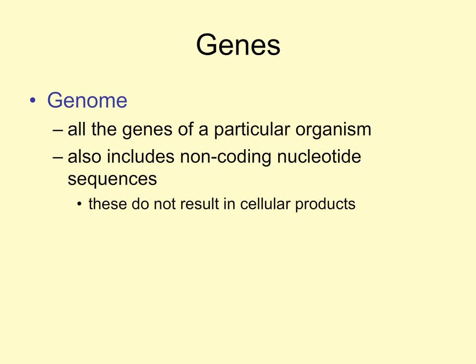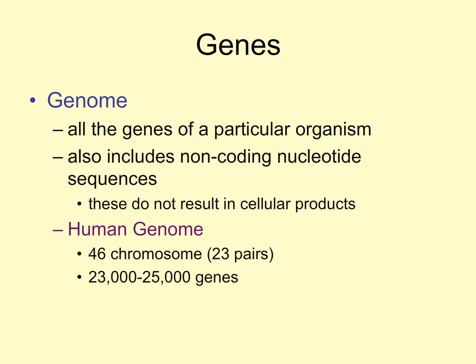For example, proteins bind to specific nucleotide sequences in DNA to mark where the origins of replication will begin during DNA synthesis. These nucleotide sequences do not contain the recipe to make any product, but merely serve as an attachment site. The human genome consists of about 23,000 genes found on 23 pairs of chromosomes.